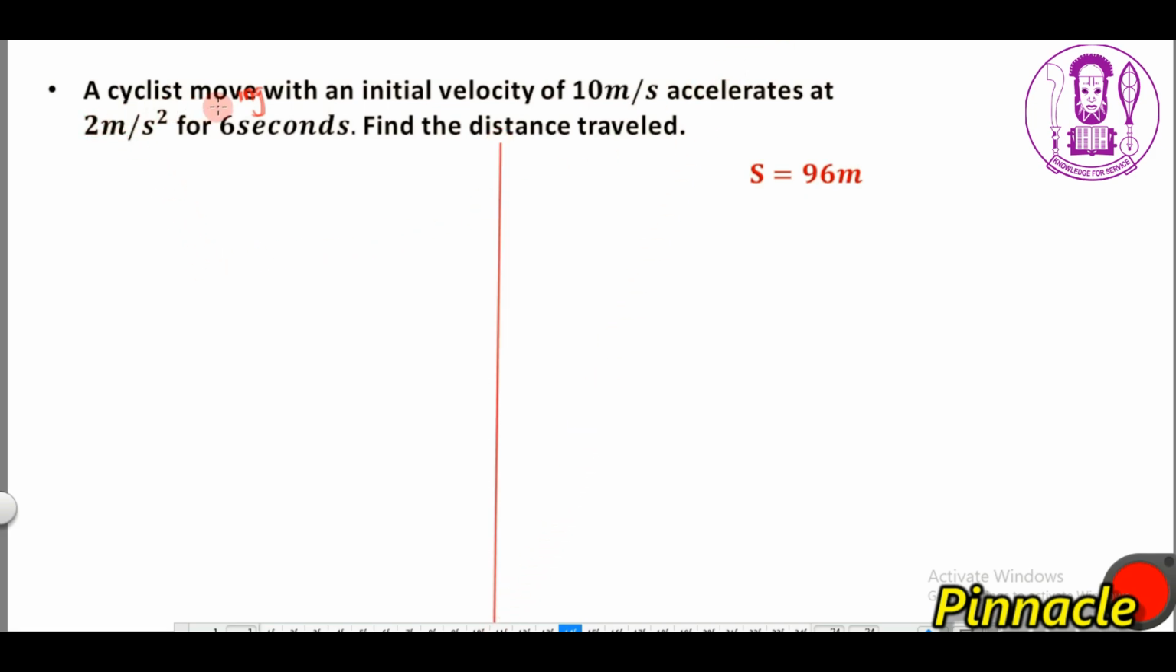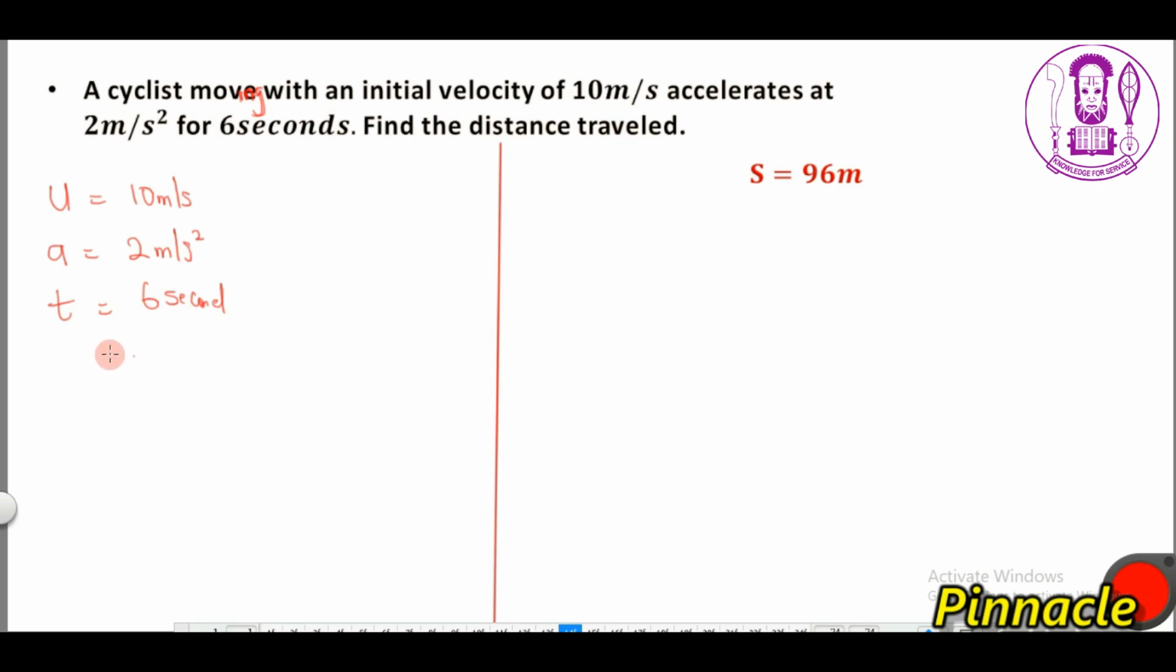A cyclist moving with an initial velocity of 10 meters per second. So the initial velocity u is equal to 10 meters per second. Accelerates at 2 meters per second squared, so my acceleration is equal to 2 meters per second squared, for 6 seconds. The time for the acceleration is 6 seconds.